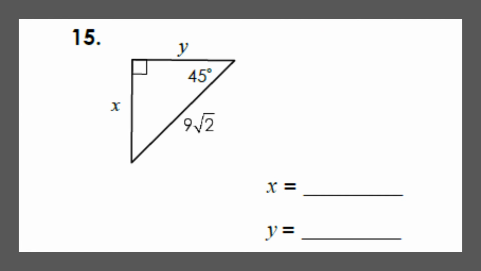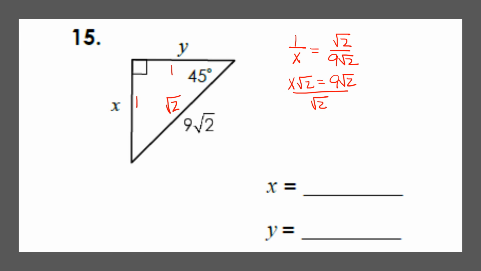Keep moving forward. Example 15. This is a 45, 45, 90. So this one I only have the two different measurements. I have the two legs are both 1, and I have that the hypotenuse is radical 2. So to find x, I'd do 1 over x equals radical 2 over 9 radical 2. So I've got x radical 2 equals 9 radical 2. And if I divide by the radical 2, I get that x equals 9. Now, on the 45, 45, 90, I know that the two legs are equal, so y also has to equal 9. We'll keep moving forward.